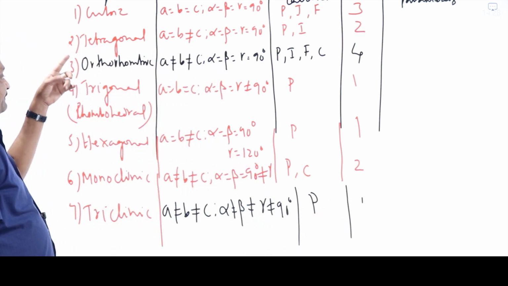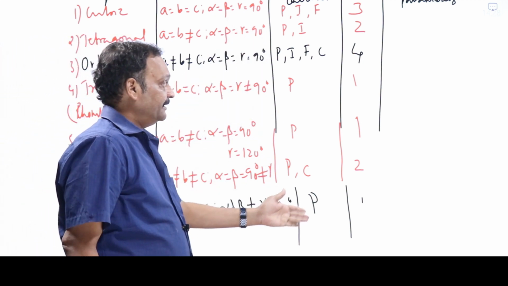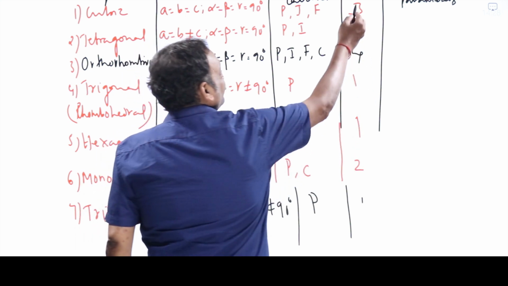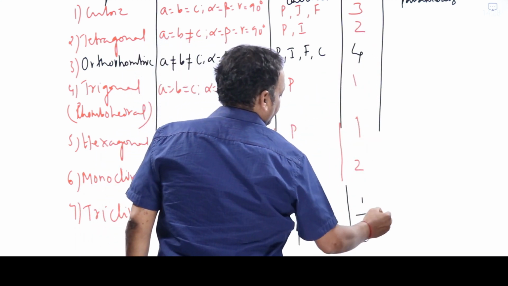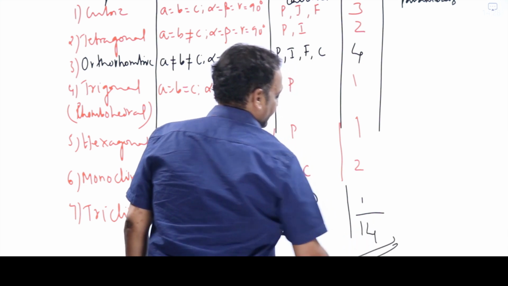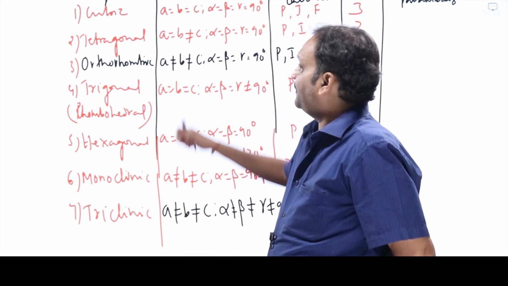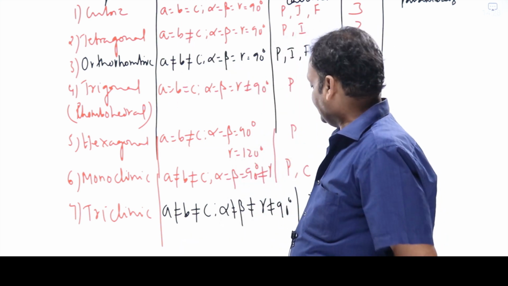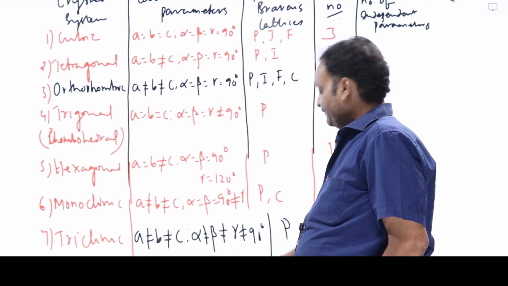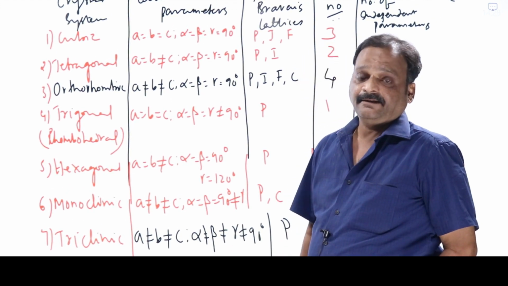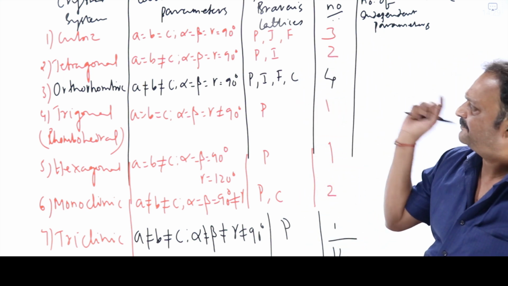So these are the 7 types of crystal systems possible in nature and the possible Bravais lattices in them and their number. How many are there? 3 plus 2, 5 plus 4, 9, 10, 11, 13, 14. 14 types of Bravais lattices are there completely. This is the complete chart which you have to learn by heart, no other option. Remember this chart, because one question definitely appears in every exam from this chart.